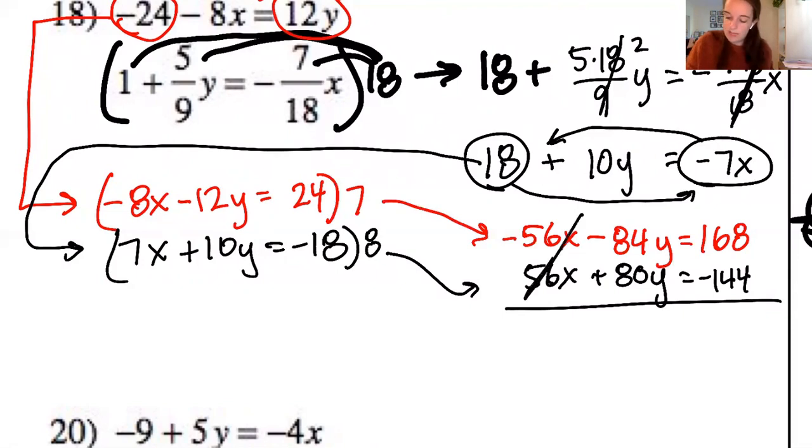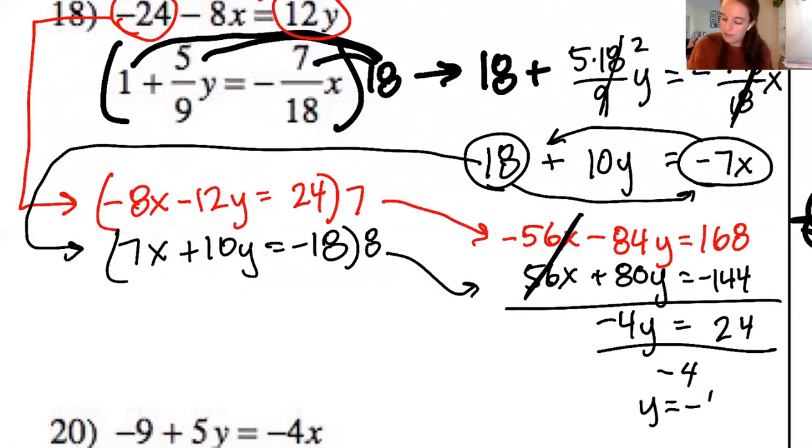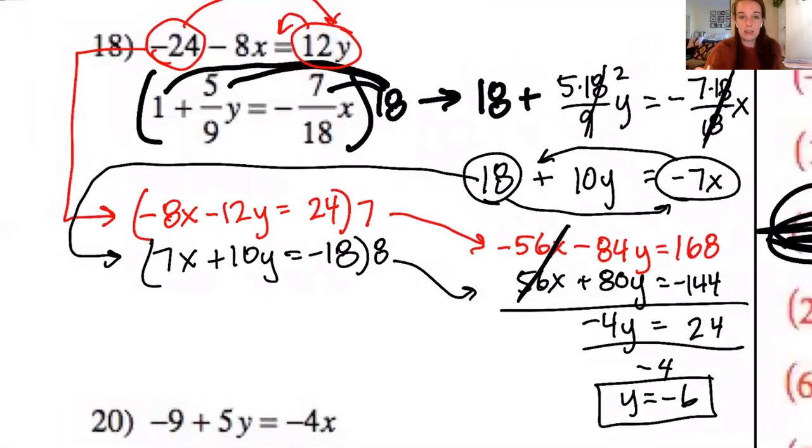So x's will cancel. We're going to have negative 4y equals 24. So divide by negative 4, get y equals negative 6. Cool beans. All right, so then I have this one. Personally, for me, I think it's easier to just plug it back into one of the original equations. We could use any of the equations that we have. I think it's easier to plug into the original just in case we made a mistake. So negative 24 minus 8x equals 12 times y, which we now know is negative 6.